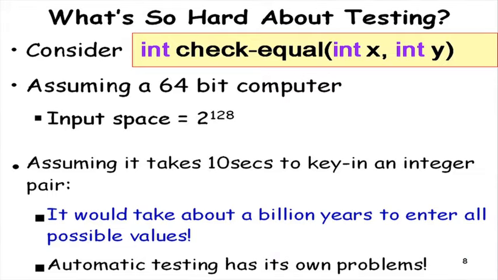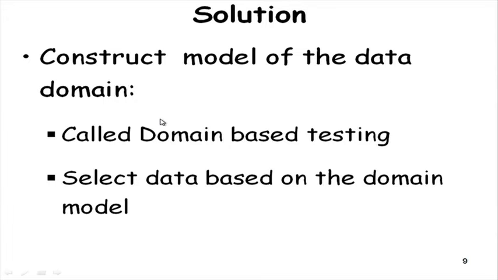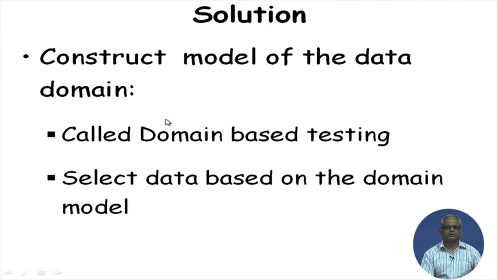So, our objective in test case design is to design a set of test cases which should be as effective as testing with all possible values, but we should use a minimum number of test cases. So, how do we do that? The main idea in black box testing, we will look at several black box testing techniques, but one thing that is common to all of these is that we construct a model of the domain, because the data domain is very large.